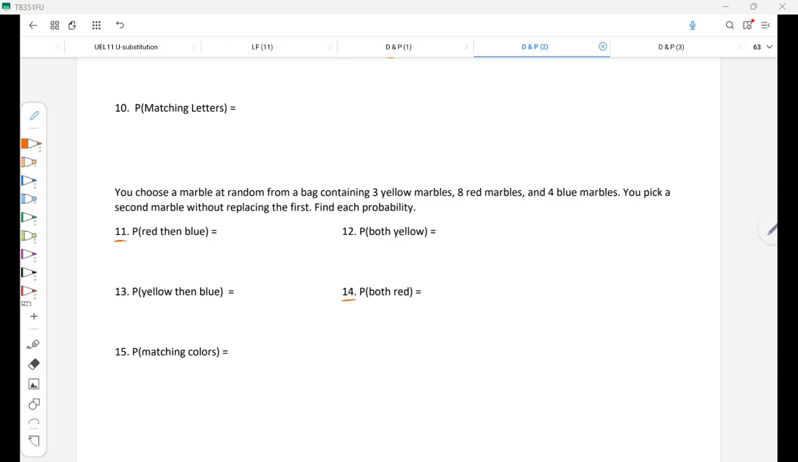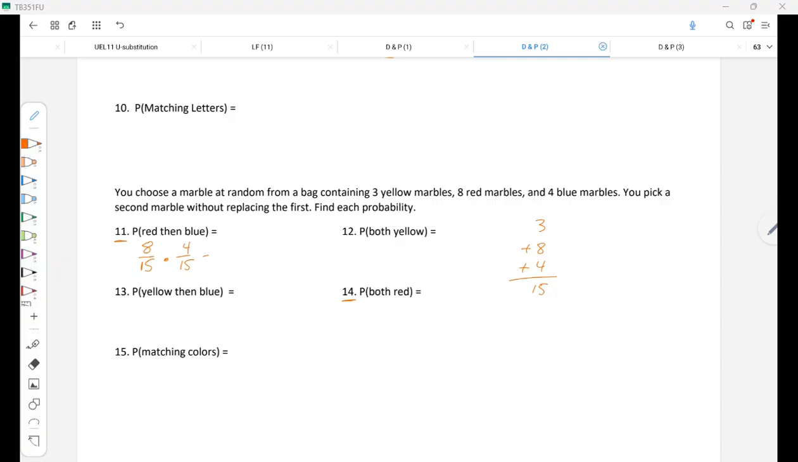Probability of getting a red and then a blue. So we're going to start off the same. We are going to say on our first pick, we have 8 out of, I've added them up in my head already, but we had 3 plus 8 plus 4 off to the side. That gives us 15 total marbles. So red then blue, 8/15 times blue is 4/15.